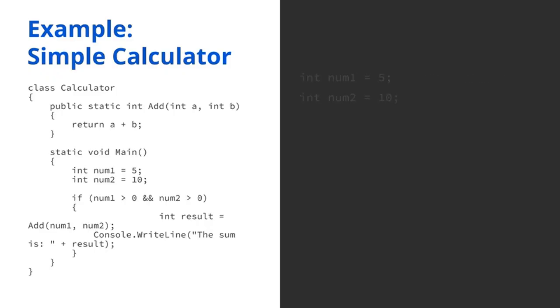Next, we declare a variable called result with the type int. We'll set its value to the result of the add method. We pass in the values of num1 and num2 as parameters for the add method. Finally, we use Console.WriteLine to print the value of the result variable to the console. In this example, the result will be 15, so the console will show the sum is 15.